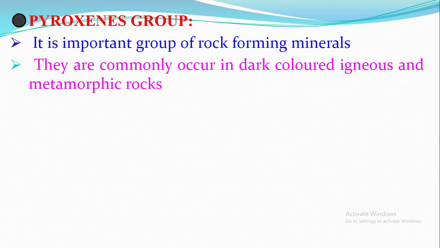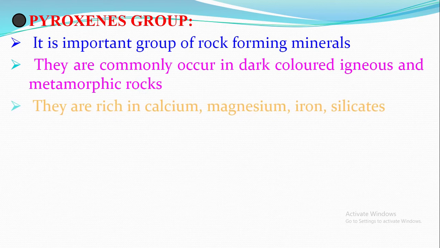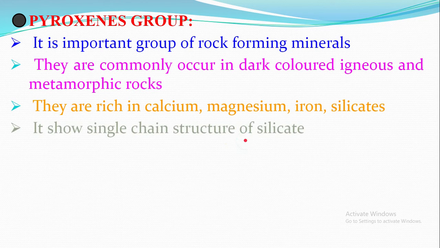If you have a dark color mineral, then this mineral may be pyroxene, mica, or amphibole. The pyroxenes are dark color minerals. They are mainly enriched in iron and magnesium. Calcium, magnesium, iron silicates, they are. Okay, mainly iron and magnesium. They show a single chain silicate structure.